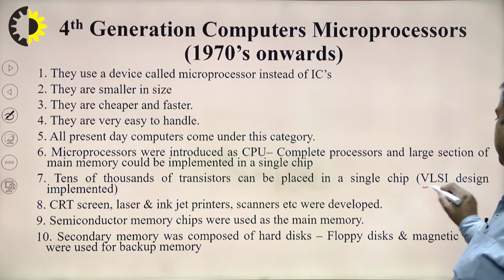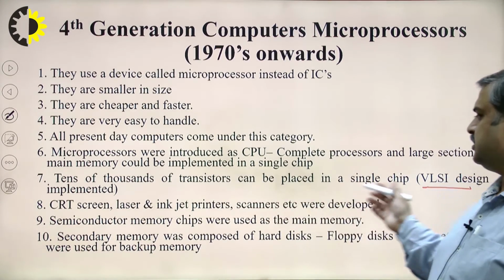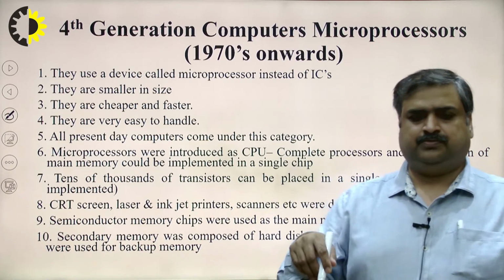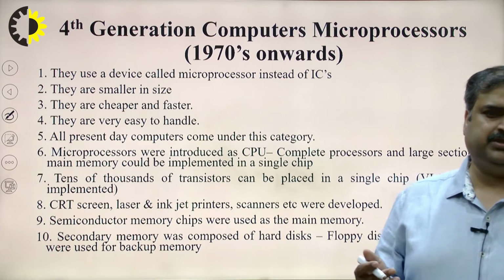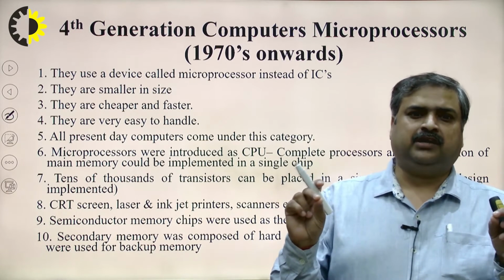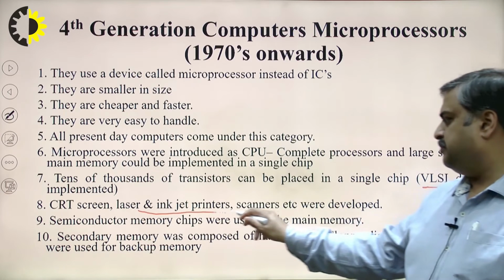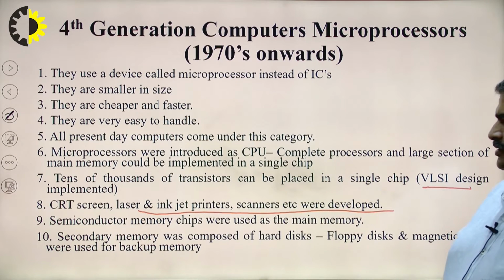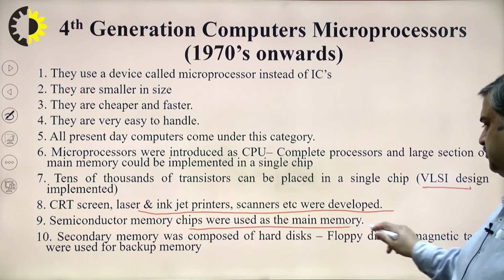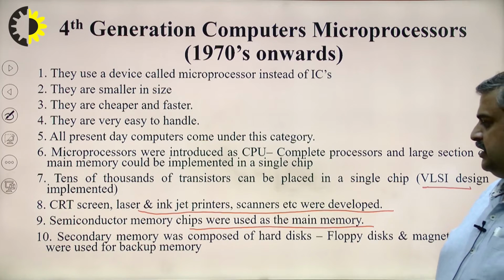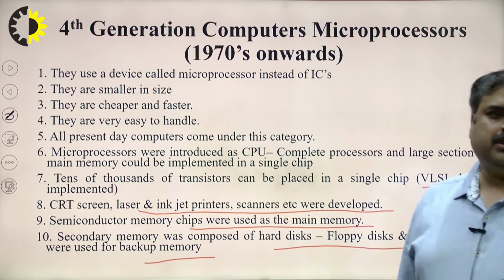VLSI, very large scale integration, was introduced, meaning tens of thousands of transistors can be placed in a single chip. That is why the size has been reduced drastically. Nowadays you can see how thin laptops are available. CRT screens, laser and inkjet printers, and scanners were also developed. Memory also changed: semiconductor memory chips, DRAM, are used as main memory. Secondary memory composed of hard disk, floppy disk, and magnetic tapes was used for backup.